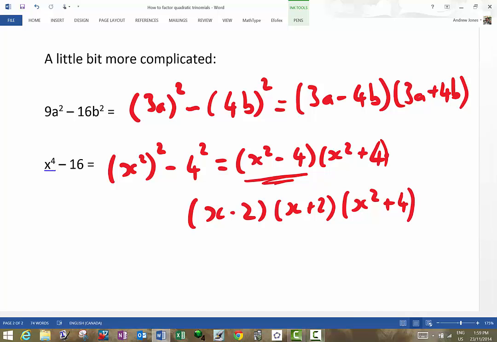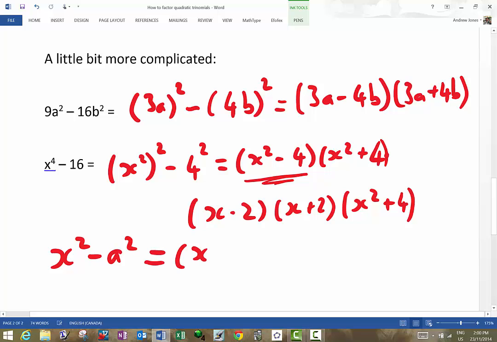So, there you go. Hopefully this will help you remember that anything of the form one thing squared minus the other thing squared can be factored as the difference between them multiplied by the sum of them.